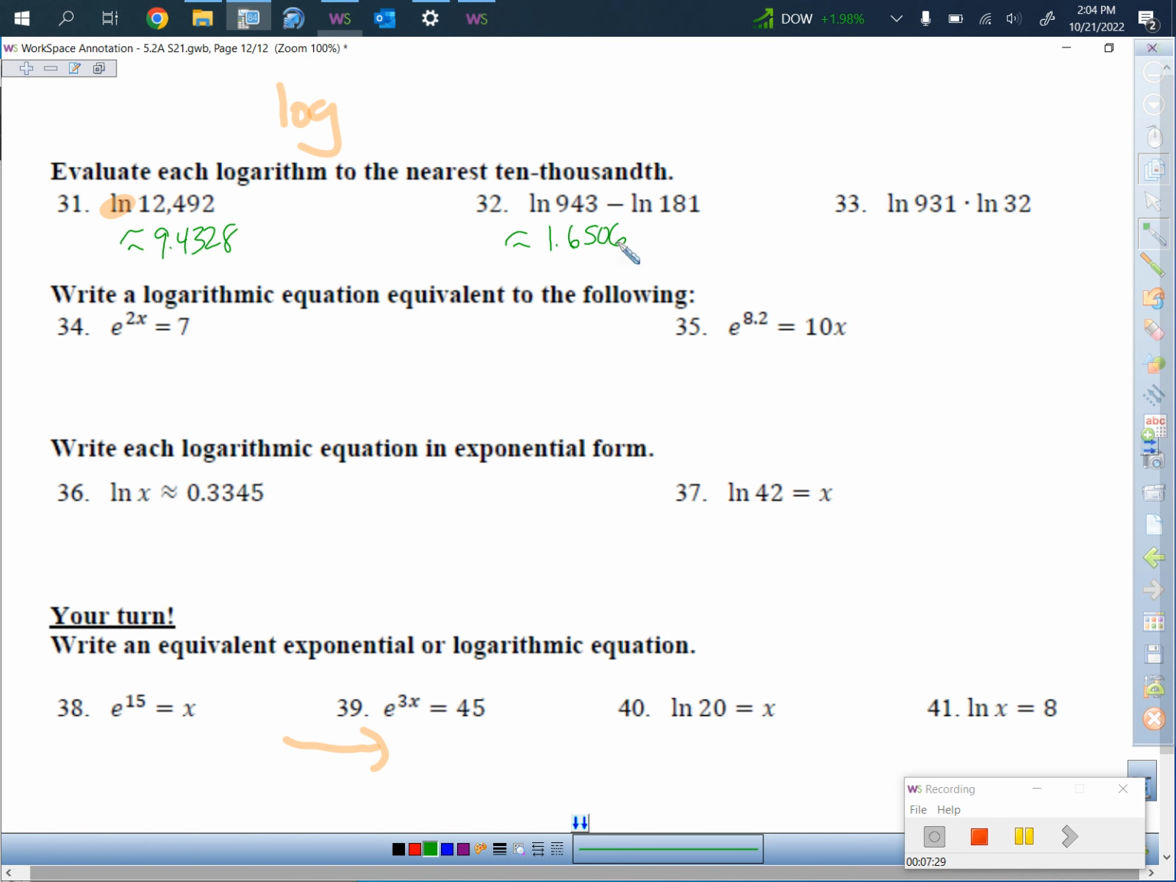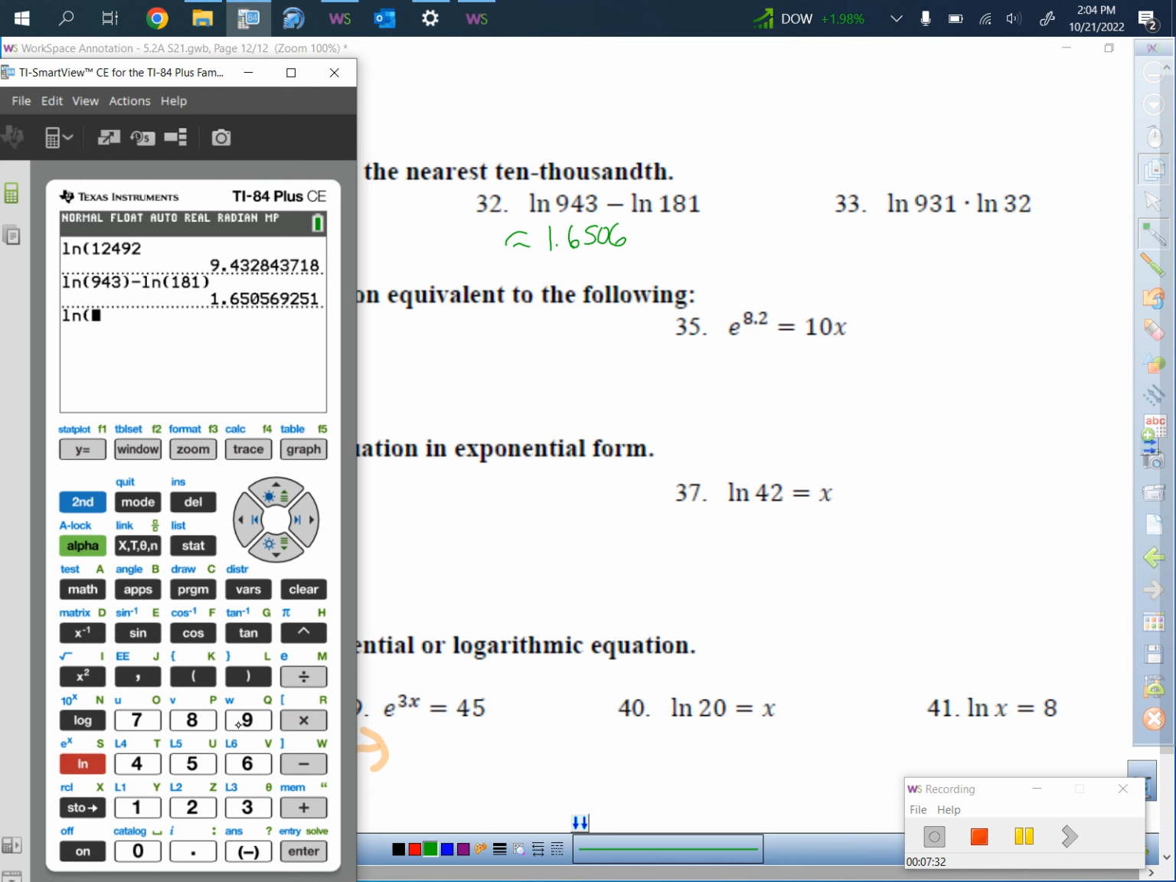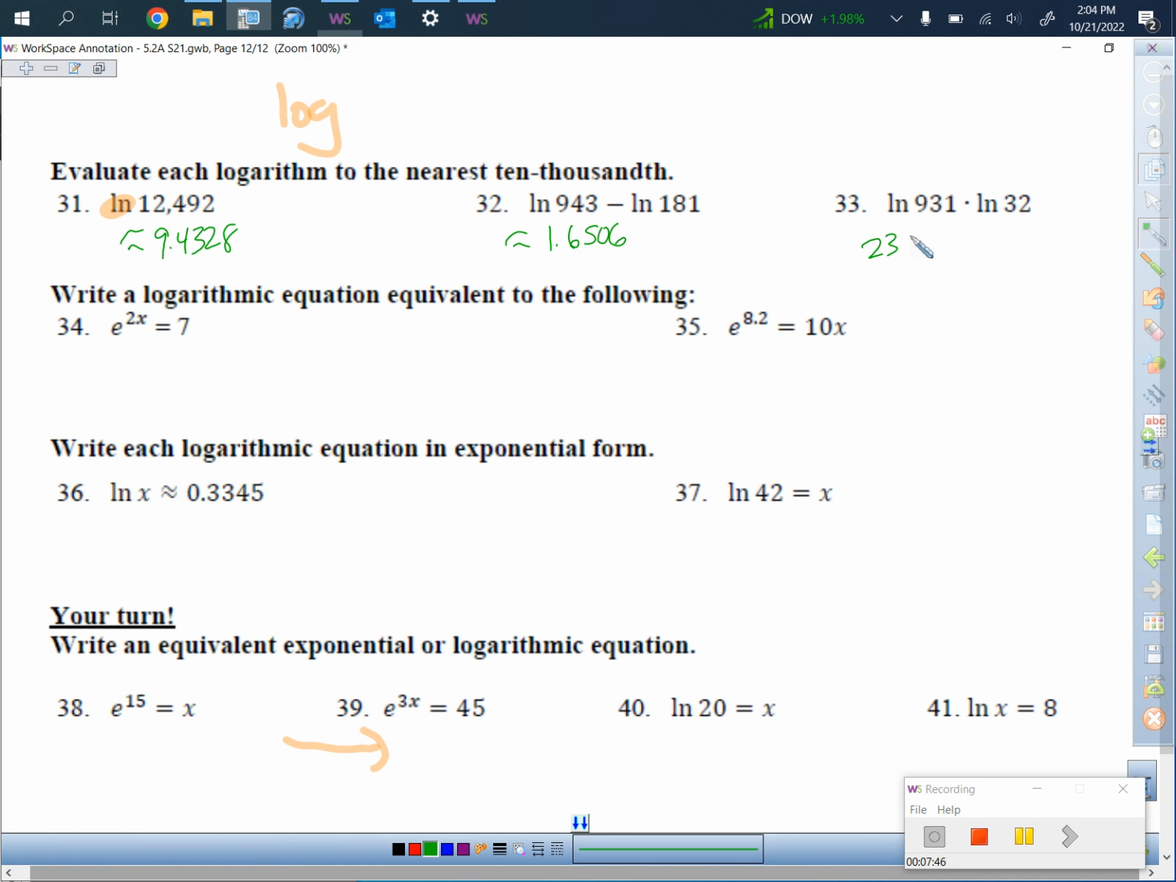So about 1.6506. And then finally multiply those together. You can just punch that in. It's the natural log of 931, close the parenthesis, times the natural log of 32, close the parenthesis, and get about 23.6927, and it was approximate. So that's just punching them in.